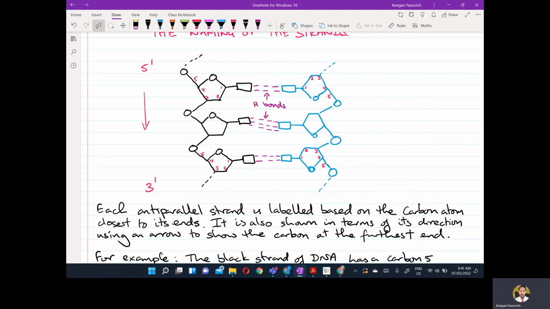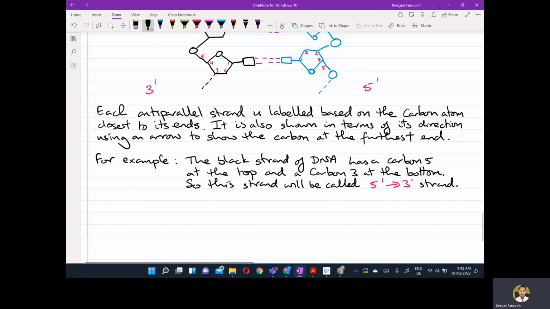So for the blue strand, we can see that at the top, the closest one is the 3', right? Because that's a carbon 3. And the one closest to the bottom is a 5'. It's anti-parallel after all. So you would expect that the numbers would have been inversed because the strands are actually inverted to each other, right? So it's going from a 3' to a 5' strand from when you go top to bottom, right?